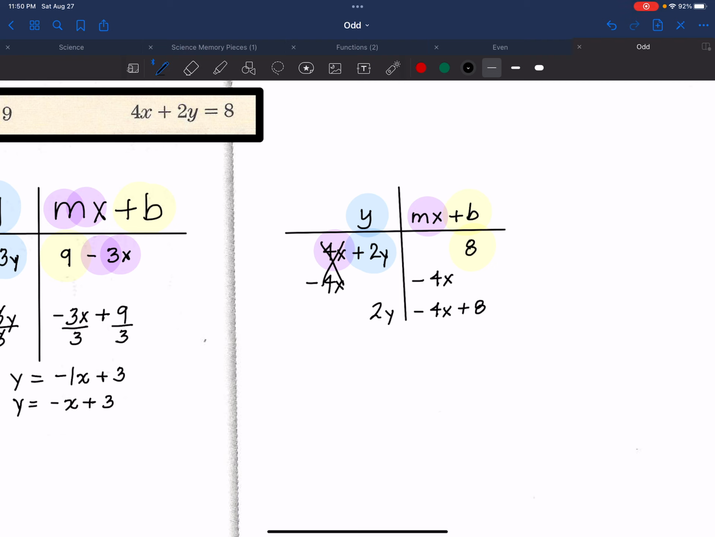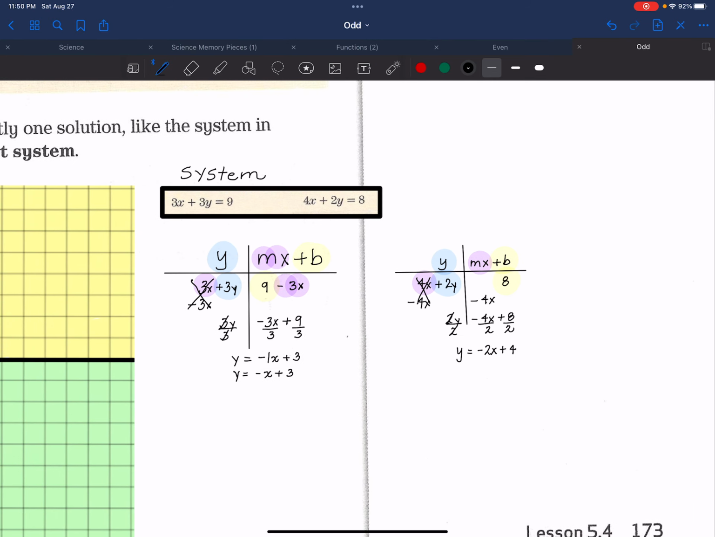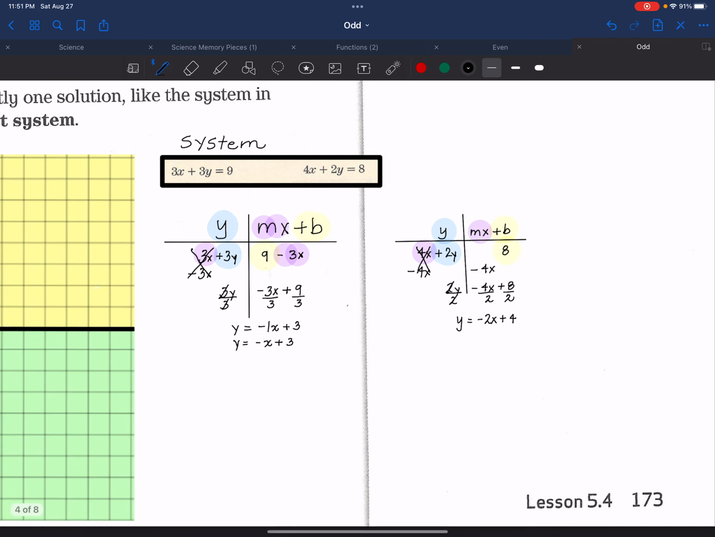But again, we need just y. So let's divide by 2 to all terms. That's very important. And so we're left with y equals negative 2x plus 4. So now I have two equations that I will be graphing on my coordinate plane. But to do that, I need some points. So let's bring a table of values in.